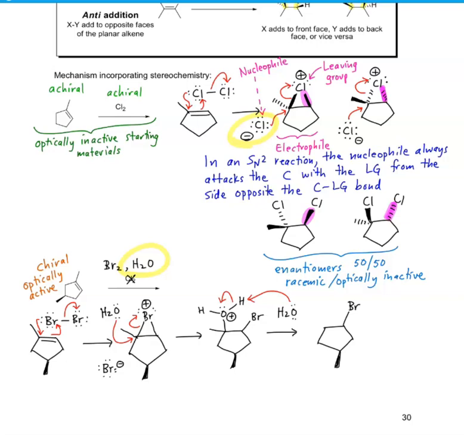Okay, so here, then, is the product. OH on the more substituted carbon, Br on the less. Now, if we were to incorporate stereochemistry in this, remember that there's going to be two bromonium ions. So this reaction features two bromonium ions.